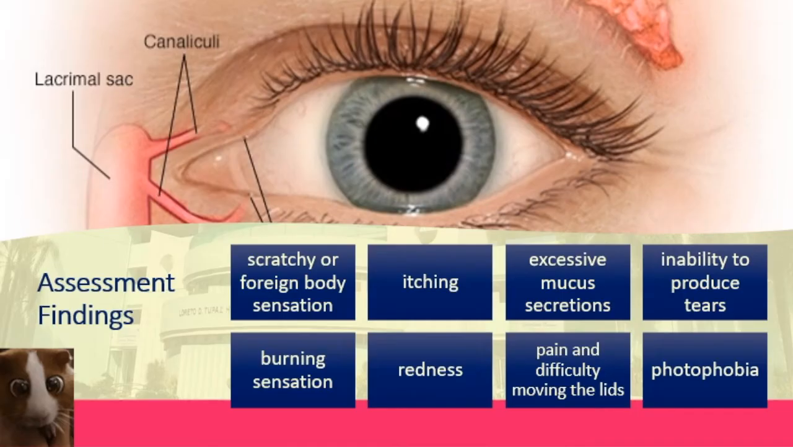Now, what are the assessment findings for this patient? Class, your patient would have a scratchy or foreign body sensation. There will be itchiness. There will be excessive mucus secretions. There is inability to produce your tears. There is burning sensation, redness, pain, and difficulty moving the lids. And then you also have your photophobia. These are the signs and symptoms that your patient may experience.